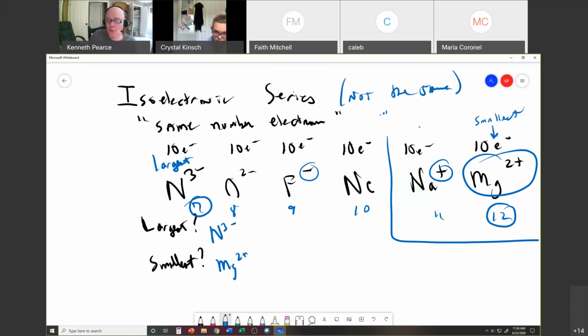When we say left to right smaller and top to bottom bigger, we're talking about neutral atoms. Neutral atoms are atoms with all the same charges. In other words, there's no difference. As you add electrons, you're adding protons. In this case, you're not.